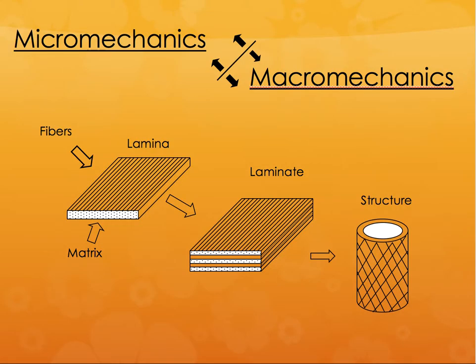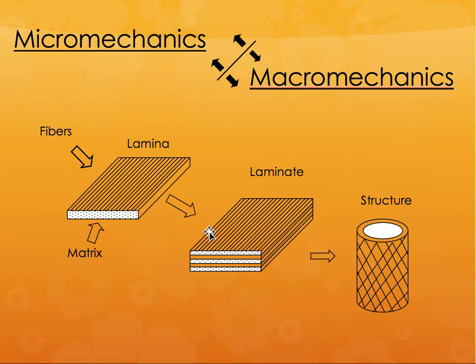In order to understand or define these properties, there are two ways of looking at composite properties. The first one is called micromechanics, and the next one is called macromechanics. Macromechanics is more for structures and things like that. But micromechanics tells you the properties of one single lamina of the composite material based on the individual properties of the matrix and the fibers. And we already looked at that when we looked at the isostress and isostrain conditions.